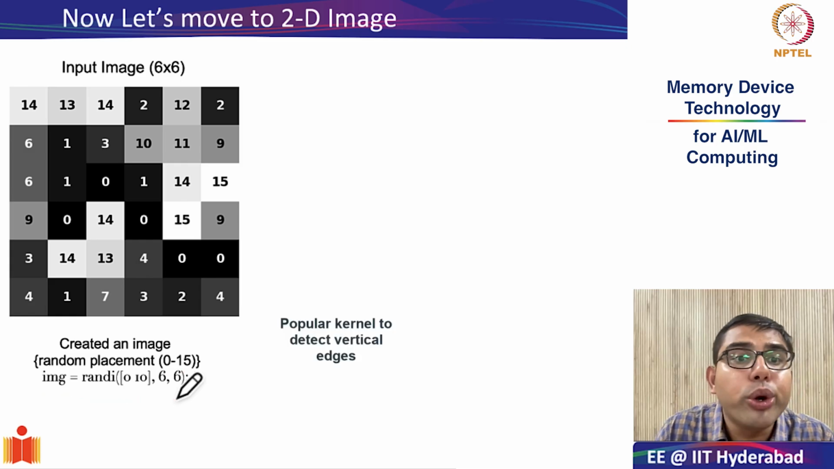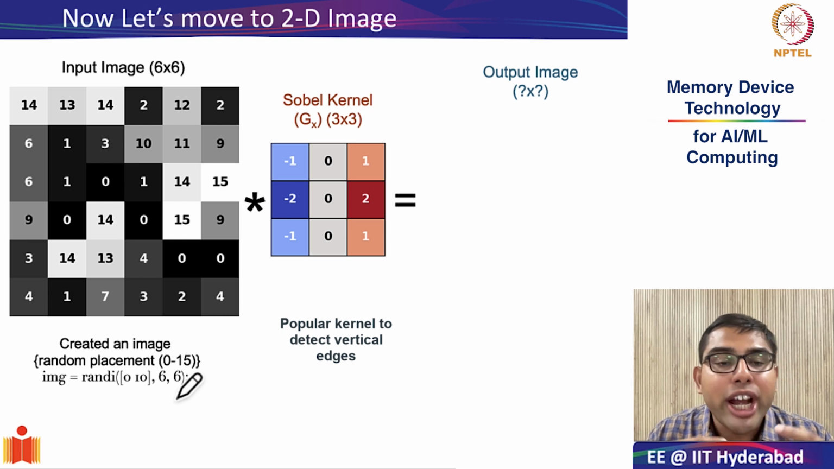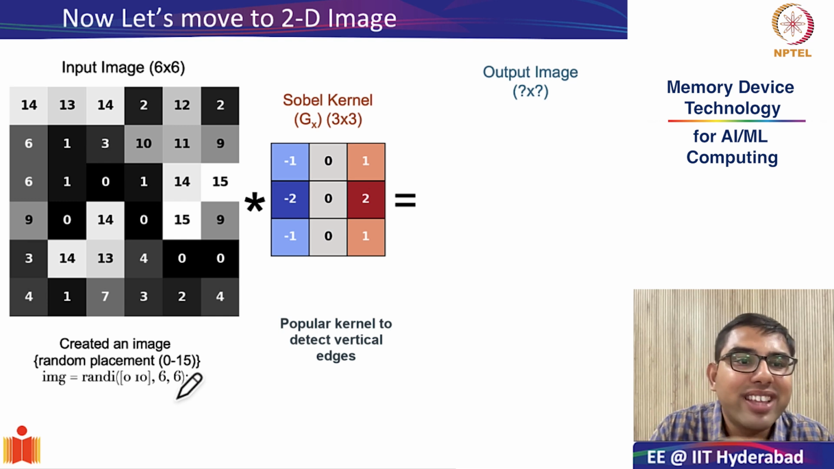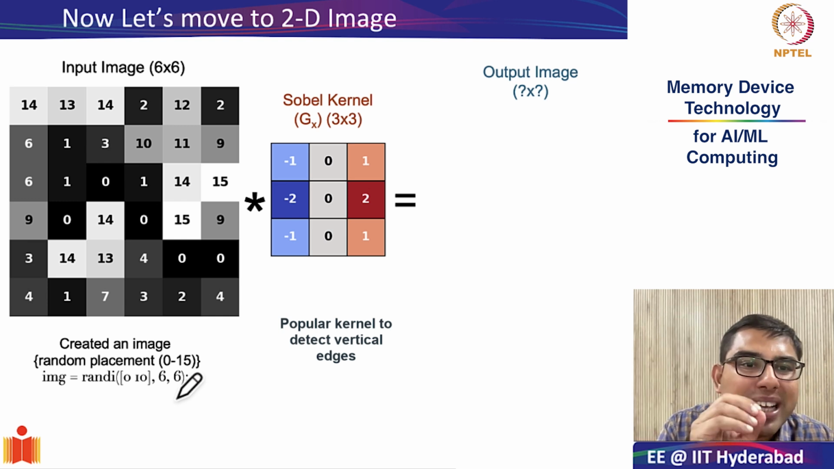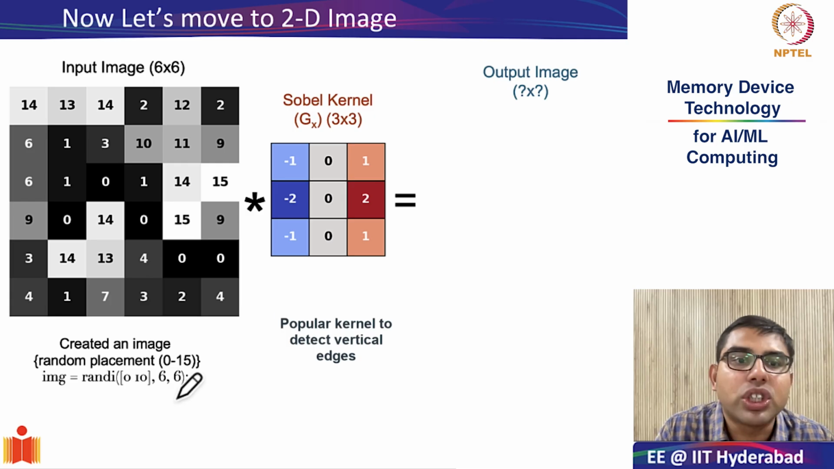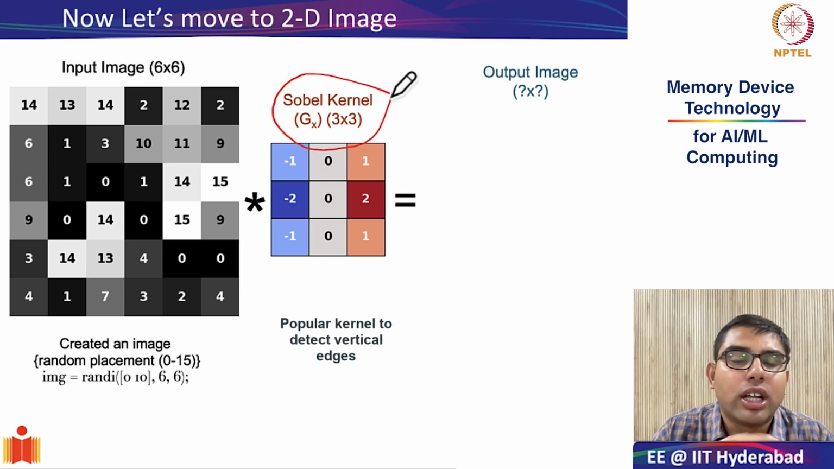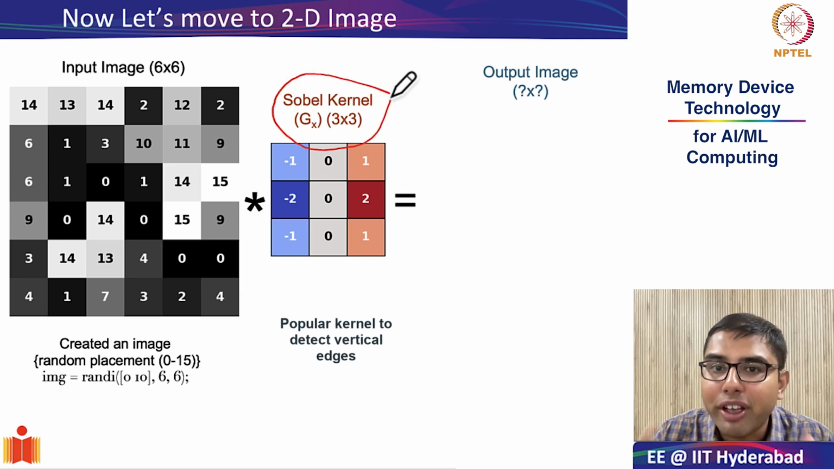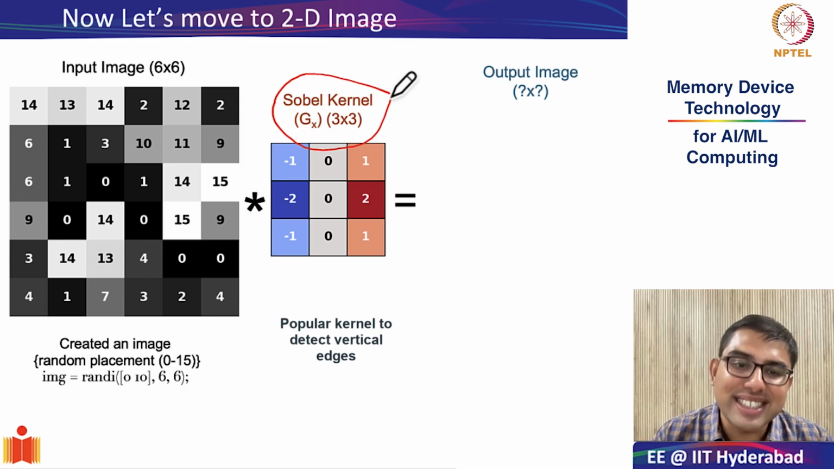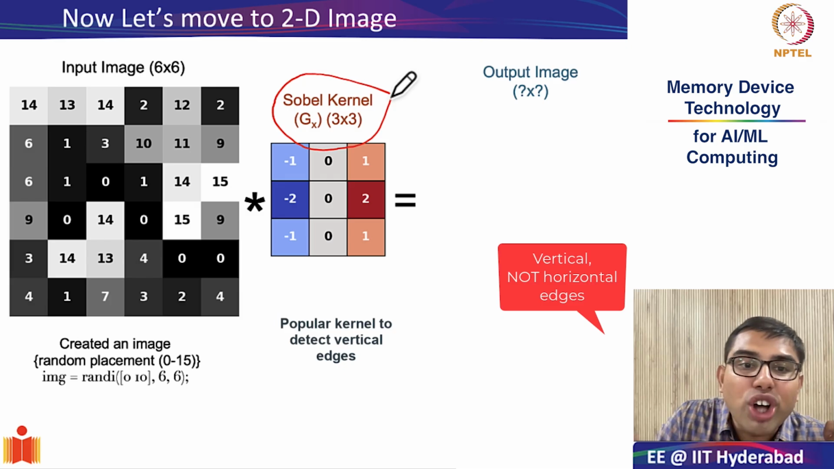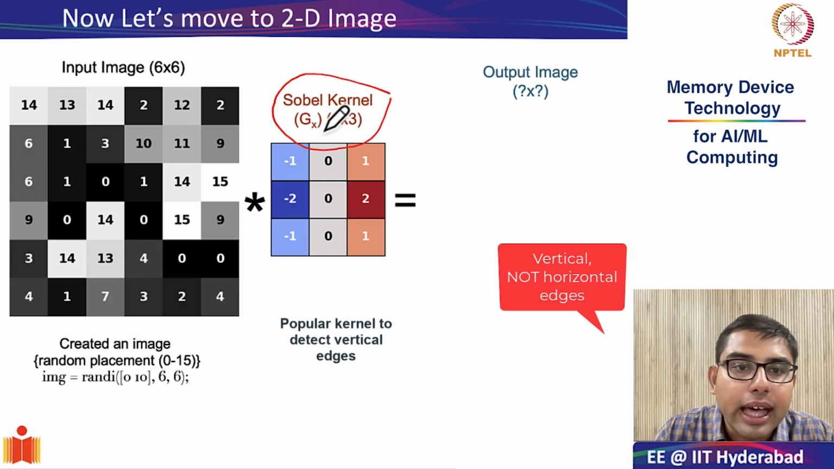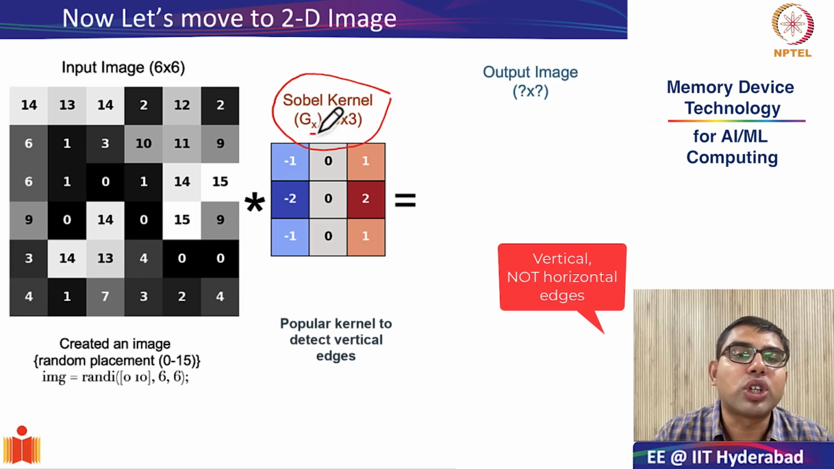Now, what am I going to do? I'm going to try to explain what happens when this randomized set of pixel values, what happens when you take a convolution of this input image with something called the Sobel kernel. Now, the Sobel kernel has very specific meaning that we will see very soon. For introduction, I can just say that it's a very popular kernel which is used to detect horizontal edges in the x direction, and that is the meaning of this subscript gx.